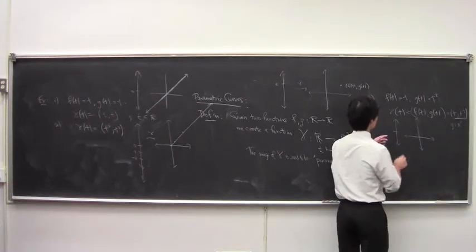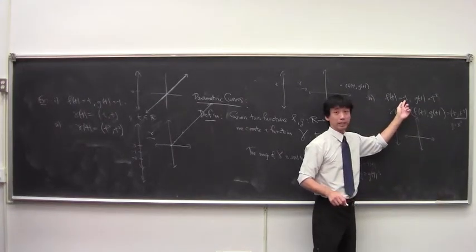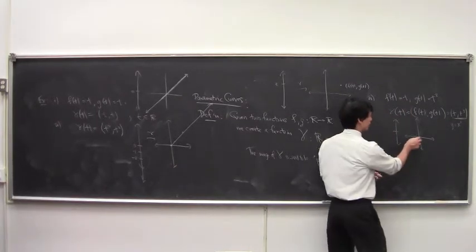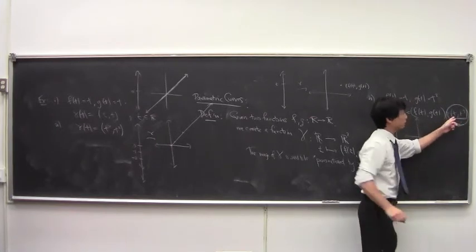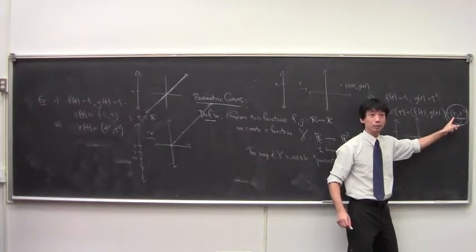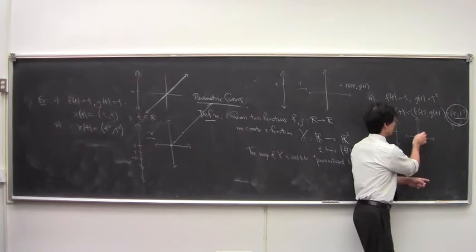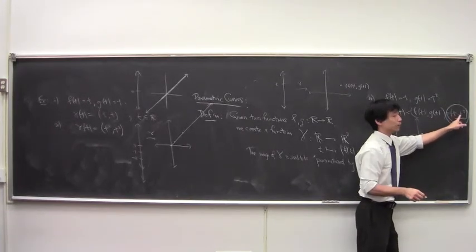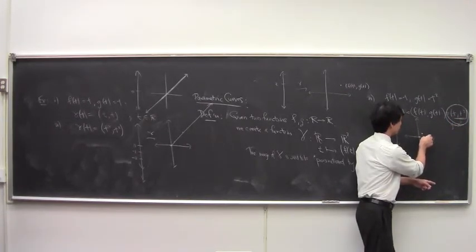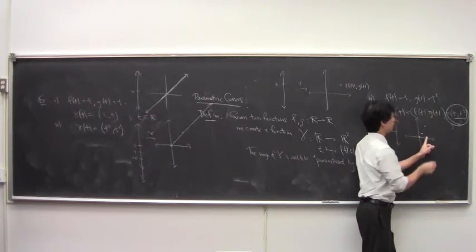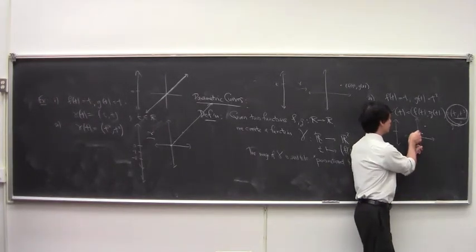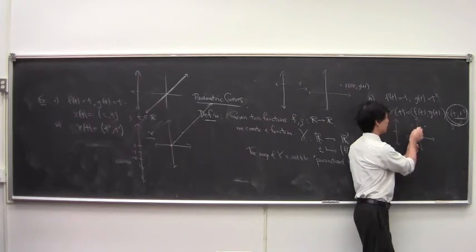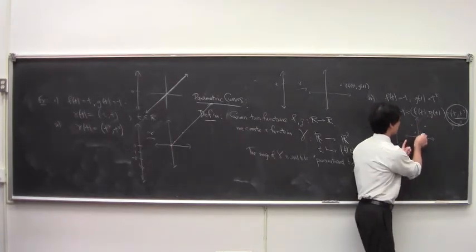If you start out with t at 0, say, then you have (0, 0). At t equals 1, you have (1, 1). And then at 2, you have (2, 4), right? At time 3, you're at (3, 9). At time -1, you're at (-1, 1). At time -2, you're at (-2, 4), etc., etc.